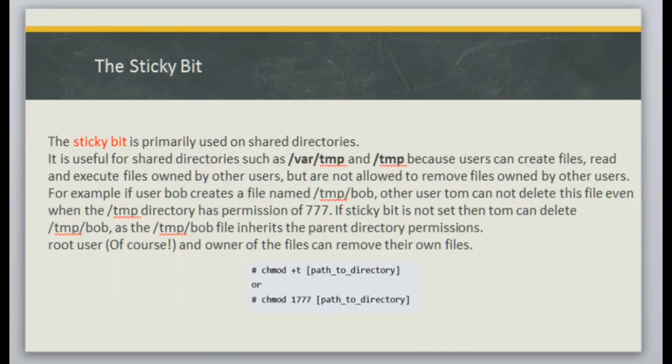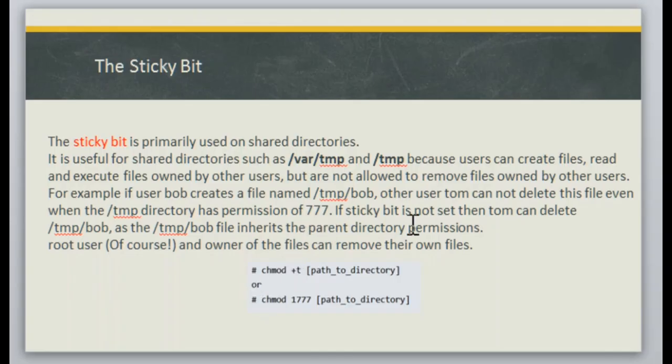The sticky bit is primarily used on shared directories. It is useful for shared directories such as /var/tmp and /tmp because users can create files, read and execute files owned by other users, but are not allowed to remove files owned by other users. For example, if user Bob creates a file named /tmp/Bob, other users like Tom cannot delete this file even when the /tmp directory has permissions of 777, meaning everyone has read, write, and execute.